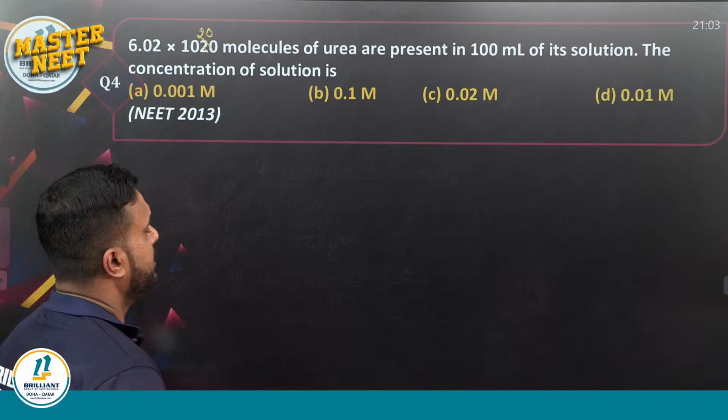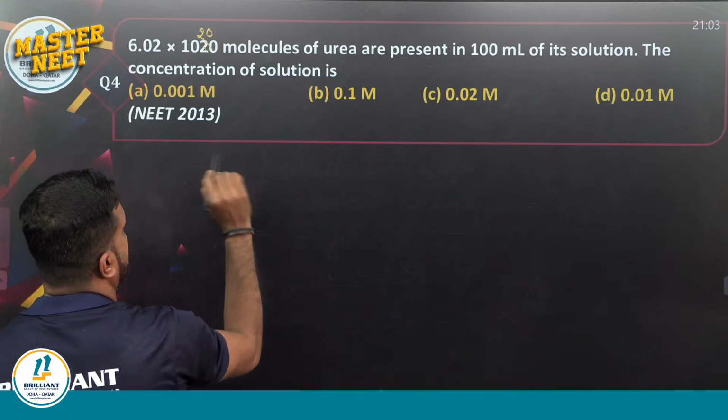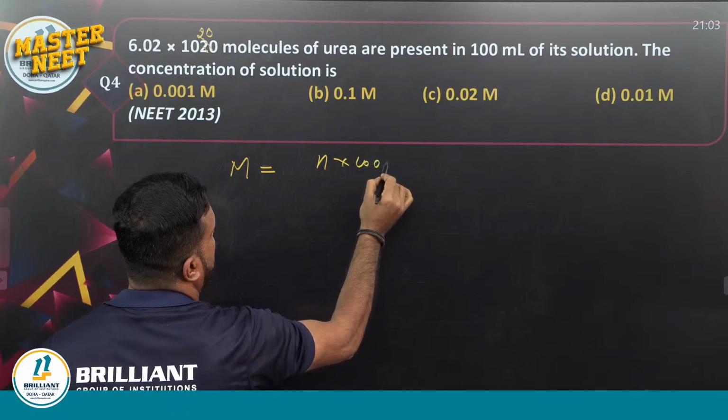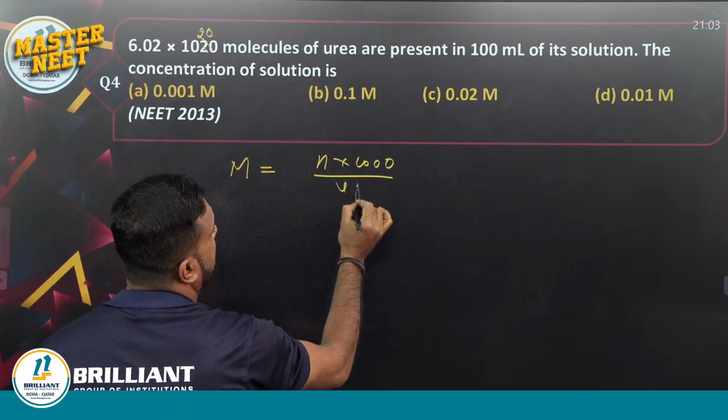Yes, Hisham, right answer. So here we can write molarity. We have an equation: molarity is equal to number of moles into 1000 divided by volume in milliliter.